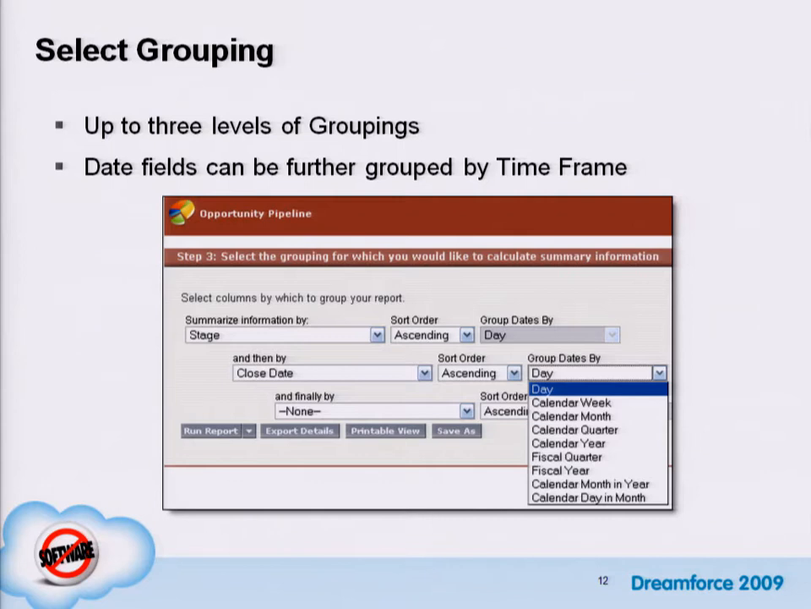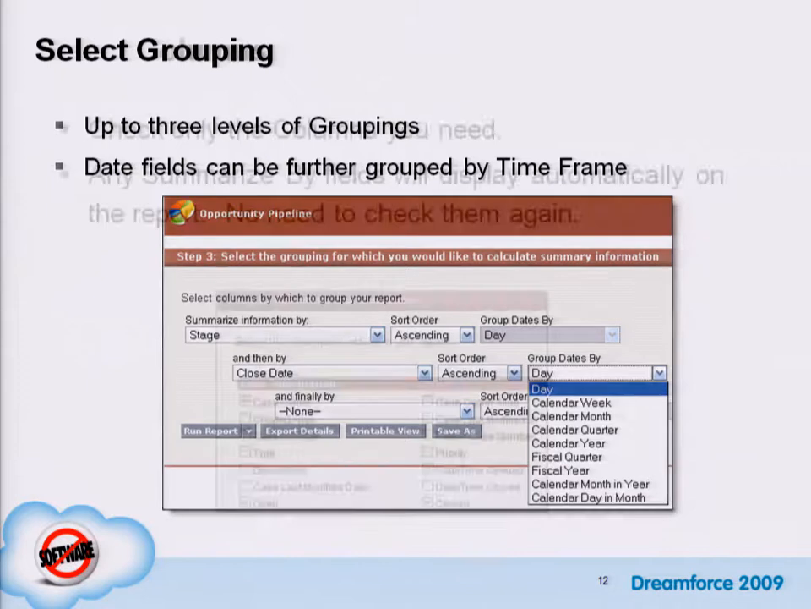Okay? Now, if you choose a date as one of the fields that you want to group by, you will have a second option, and that is, how do you want to group that data? So if I wanted to group my opportunities by close date, I could choose the time frame that I want to display, such as calendar month. Show me everything that's closing in October, November, December, January. I could do it by calendar week, fiscal year. You have the choice of those options.